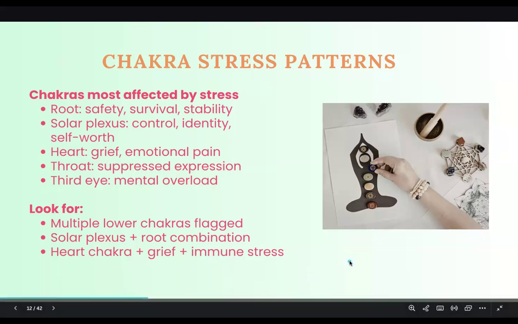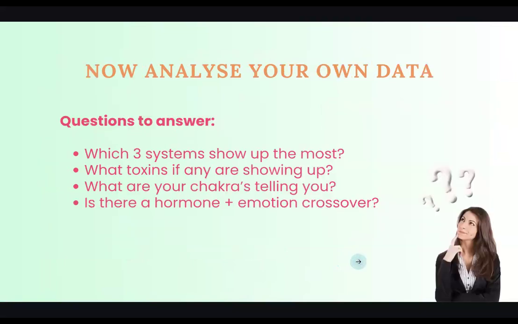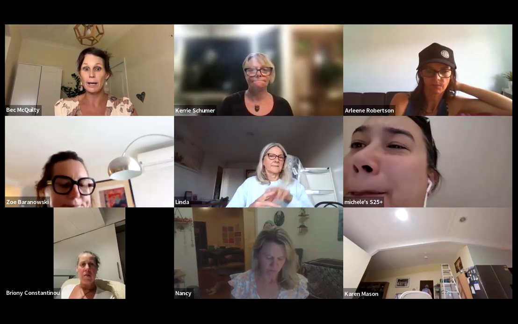So we might want to look for multiple lower chakras flagged, a solar plexus plus root combination. The heart chakra could be linked in there with your immune stress, that type of thing as well. All right. So I am going to stop sharing this again, and I want you to take a look at yours as we go once again.